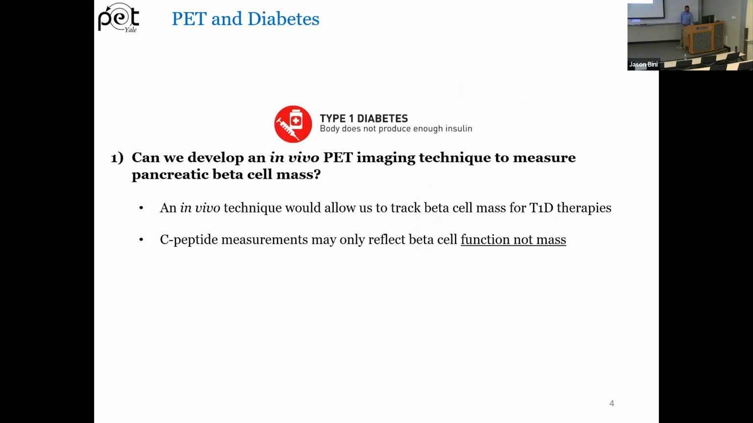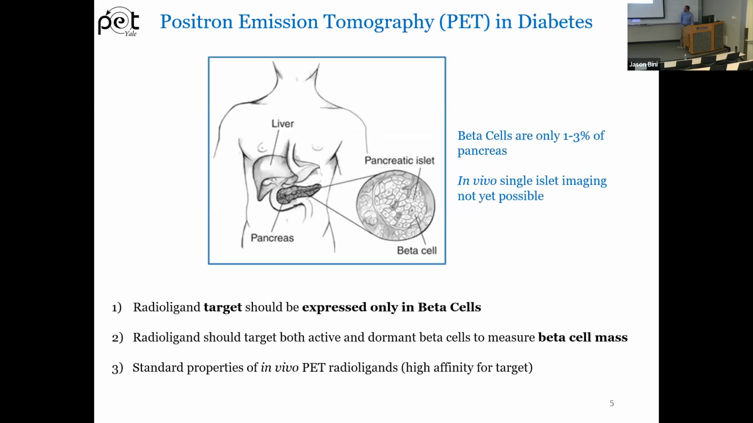But in this first part, we want to know, can we develop a technique to measure beta cell mass in vivo? This would allow us to track different therapies for type 1 diabetes from early or pre-diagnosis, if we know they're going to get diabetes, and see if those therapies can prevent this. And primarily C-peptide measurements, as most of you know, are not necessarily a good measure of mass. They give us some kind of indication of what may still be going on in there. But we're really interested in tying that into a beta cell mass.